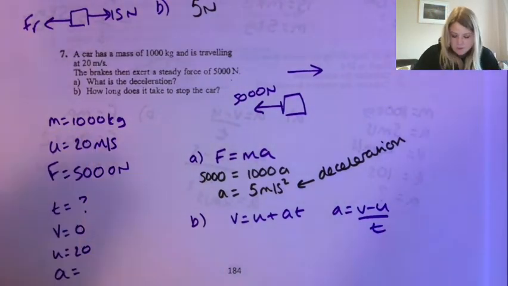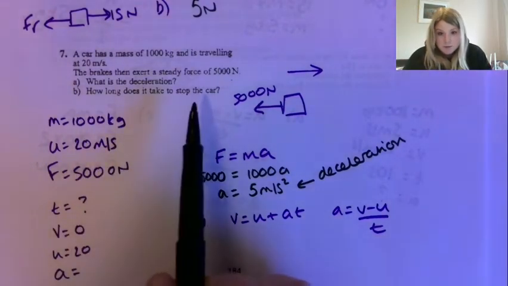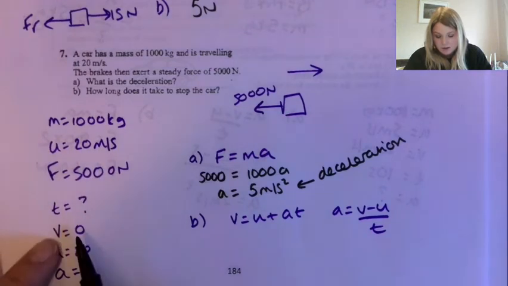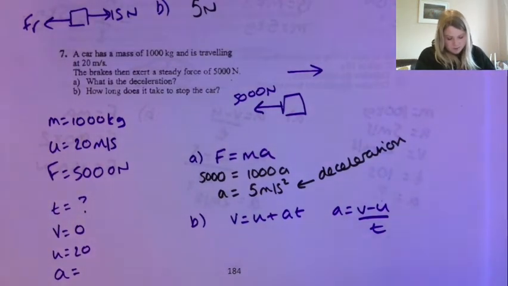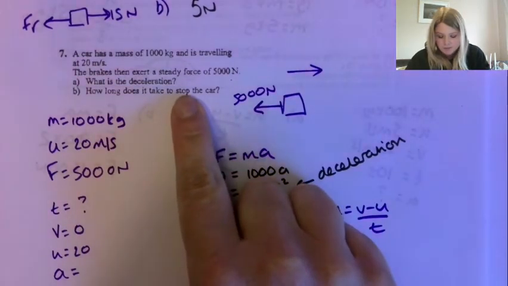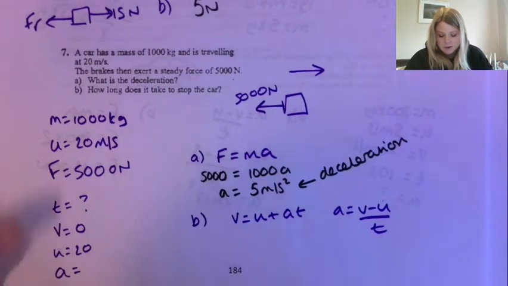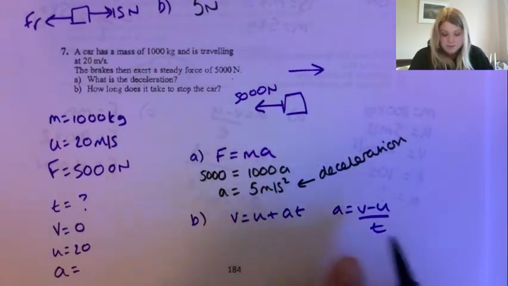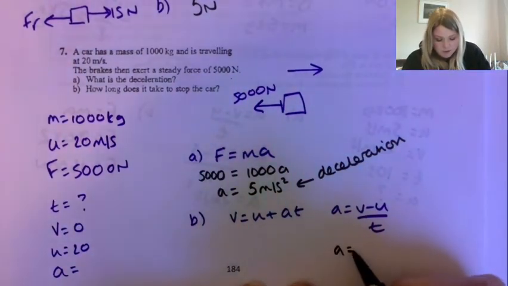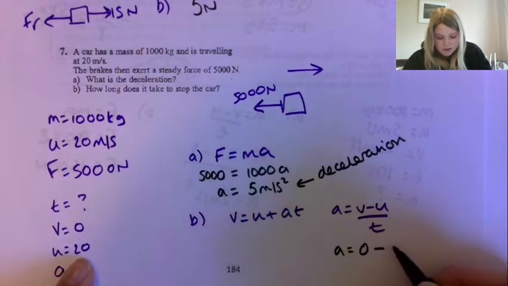Okay. Now, for part B, how long does it take to stop the car? So it's asking us for the time. We know the starting velocity is 20. We know the final velocity is 0 because it's stopping, because of this word here, stop. And we're asked for the deceleration. So it's going to be either one of these two. I'm just going to go a equals v minus u over t. So final velocity is 0 minus the initial velocity, which is 20.